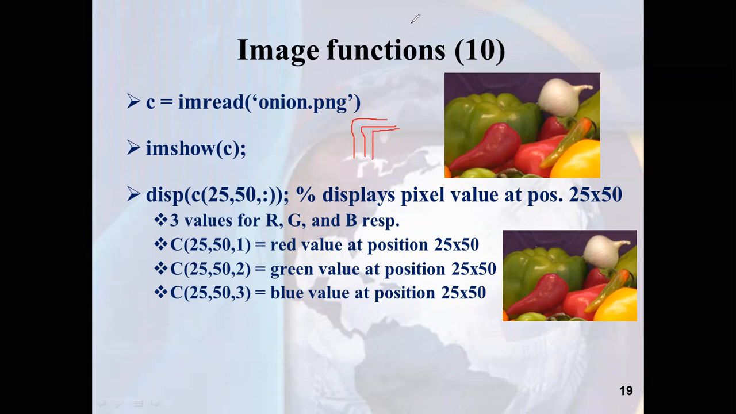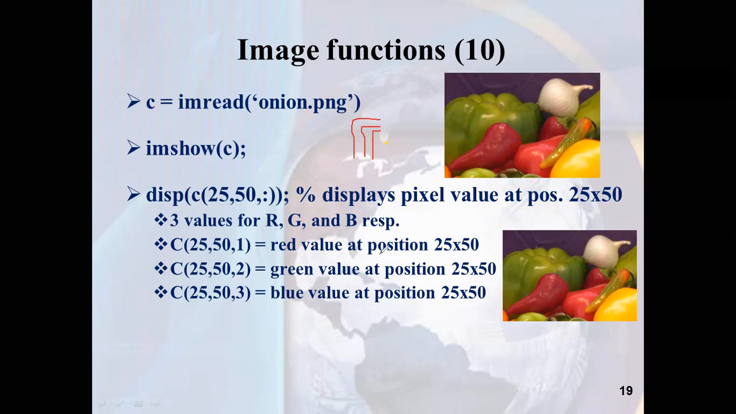So C(25,50,:), this is the pixel (25,50). This element has 3 components. One for the first matrix, R, the second for the second matrix, G, and the third for the third matrix, B. So we have 3 values, R, G, and B. Okay, so 3 values for red, green, and blue.